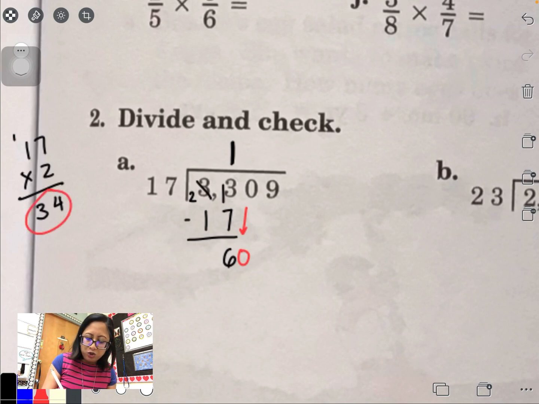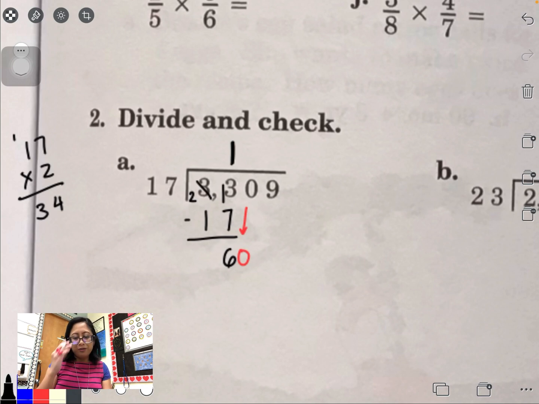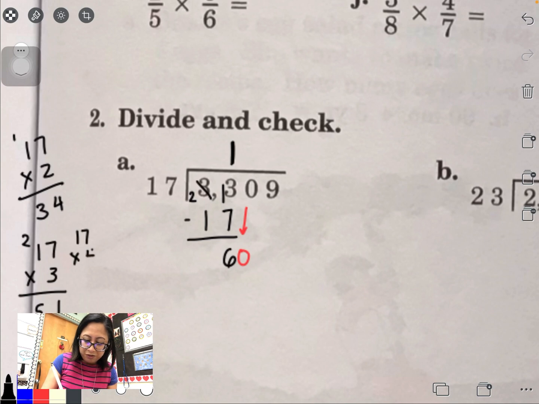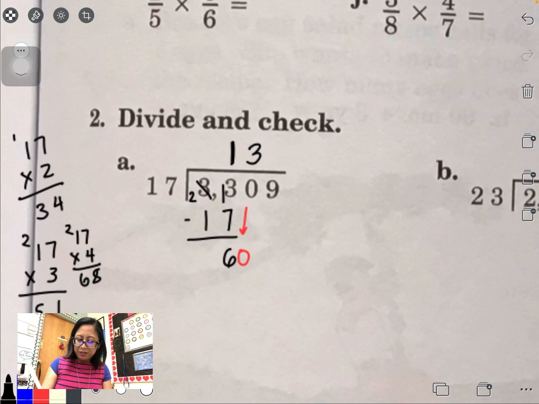Well, it can't be 2 because that was 34, and that seems a little too small. So I'm going to try 3. Remember, we call this thing trial and error? Trial and error. 17 times 3. 7 times 3 is 21. 1 times 3 is 3, plus 2 is 5. That looks fine. If I go further, 17 times 4, that's 68. That's too big. So let's try 3. 3 times 17, I see here, is 51.